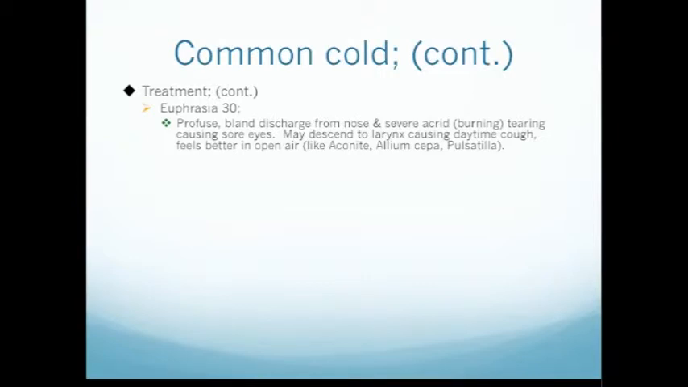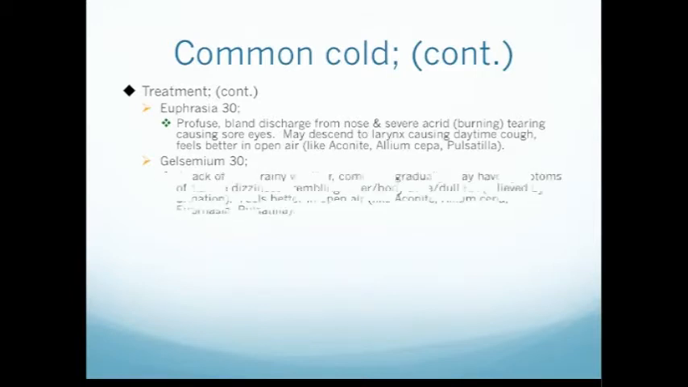Euphrasia 30 is a remedy that's helpful for those with profuse bland discharge from the nose and a severe acrid burning tearing causing sore eyes. This may descend into the larynx, causing a daytime cough. They feel better in open air, like with Aconite, Allium cepa, and Pulsatilla.